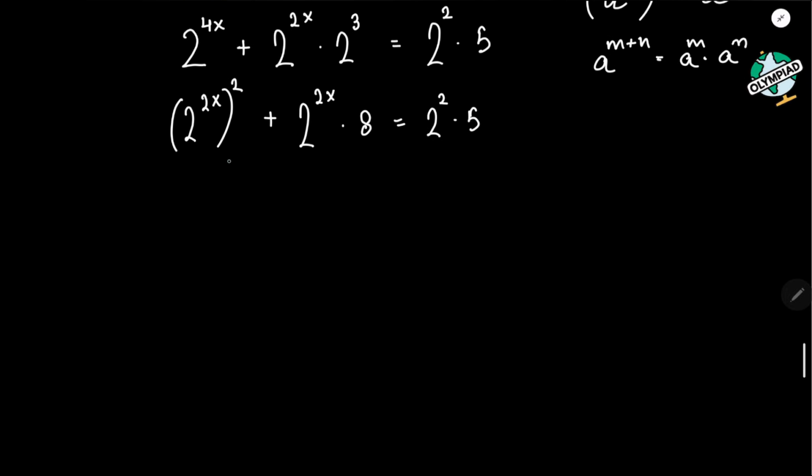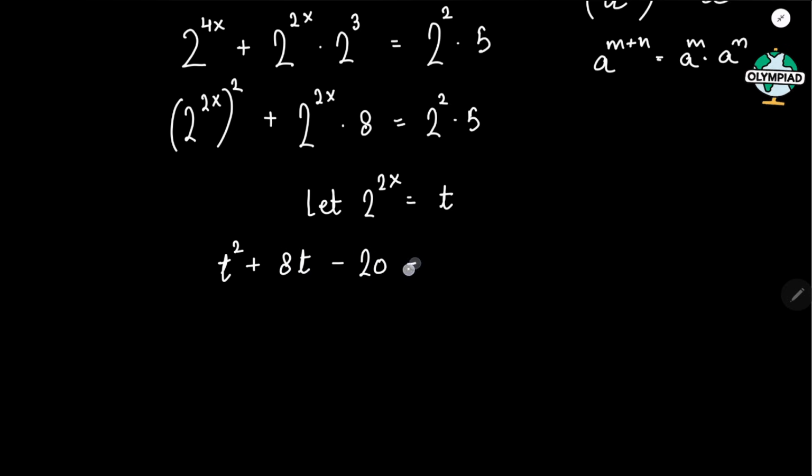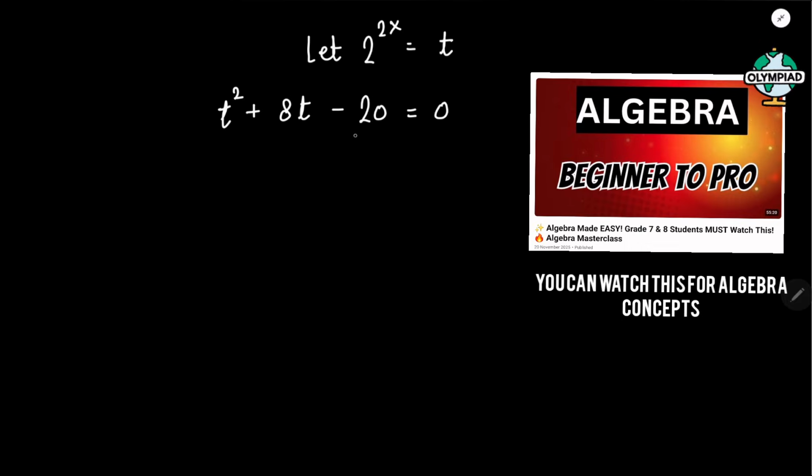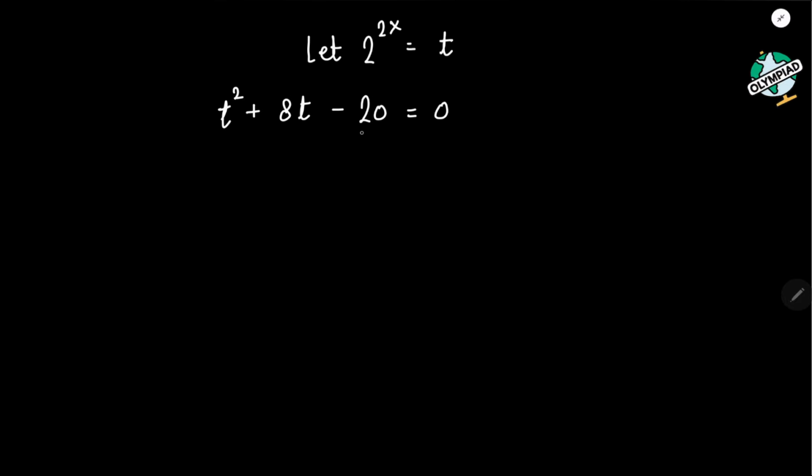Now, this is a quadratic equation in 2 raised to power 2x. So, let 2 raised to power 2x be equal to t. Then we will get t square plus 8t minus 20. Now, we have a quadratic equation and we need to find the value of t. So, I will see, can we get two factors such that when we add them we get 8 and when we multiply them we get 20.